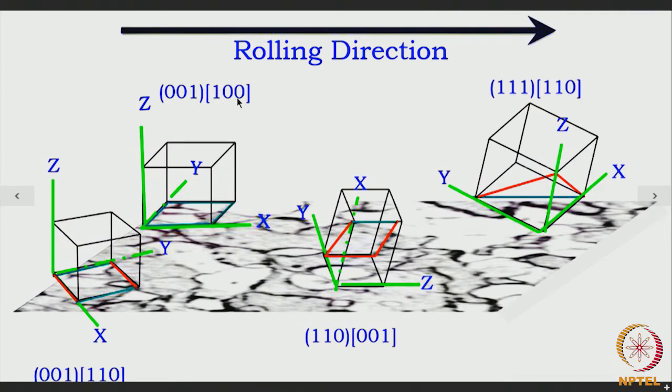So, this is the way we describe the orientation of a grain. Similarly, over here we find this is a particular grain for which the 001 plane is parallel to the rolling plane, and the 110 direction is parallel to the rolling direction. So, the orientation of the grain is 001 110. Similarly, this grain has the orientation 110 001, this grain has the orientation 111 110, etcetera.